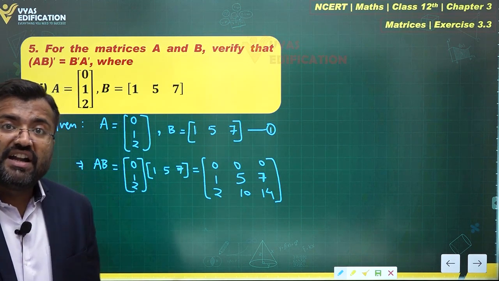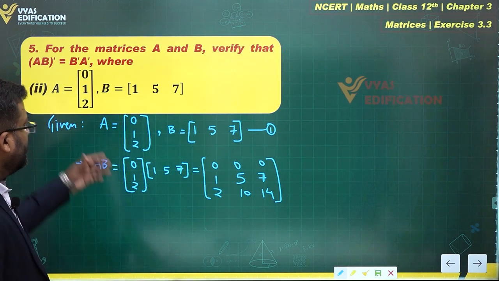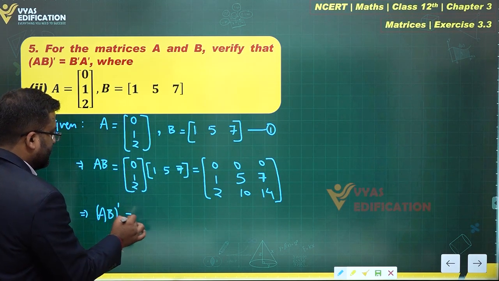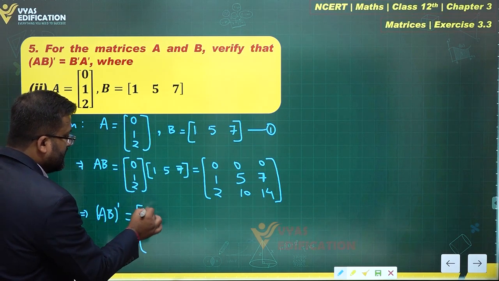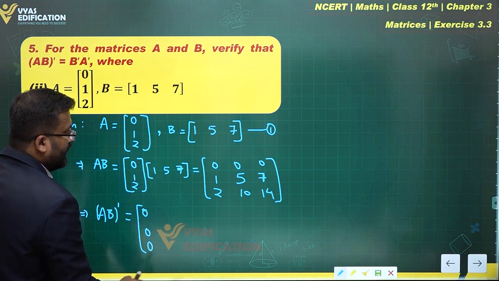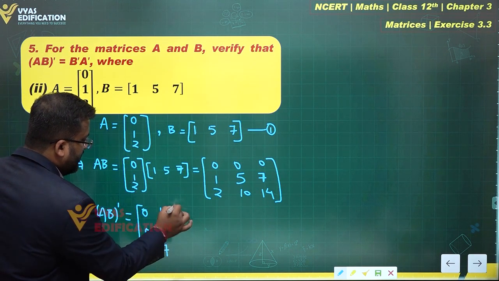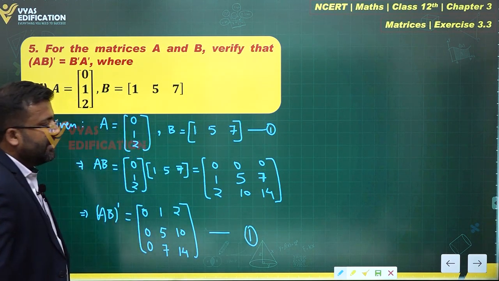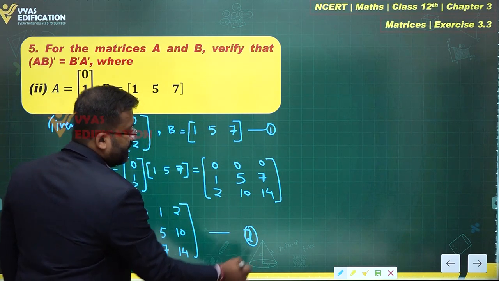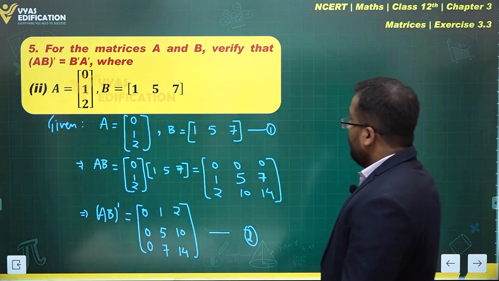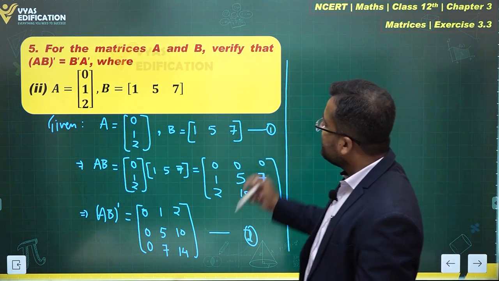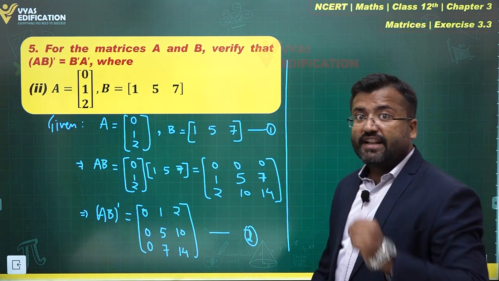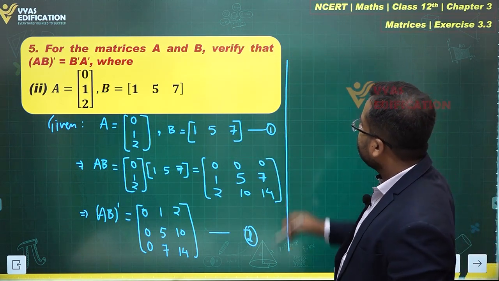And after you have obtained the matrix AB, can we find the transpose of AB? Therefore, AB transpose, take the transpose, and what you get is 0, 0, 0 over here, 1, 5, 7 over here, 2, 10, 14 over here. This is the matrix. Let's call this statement 2. What else? Now using this statement, I can find B transpose and A transpose first of all, then take the product for getting the RHS. So let's do it.